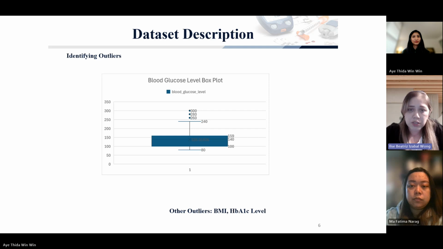Then we needed to identify the outliers. Here, for example, we can see that for blood glucose level, we have three specific outlier values, which are 260, 280, and 300. We also found outliers on BMI and HbA1c level. However, on the other main correlated variable, which was age, we did not find outliers. Next, please.